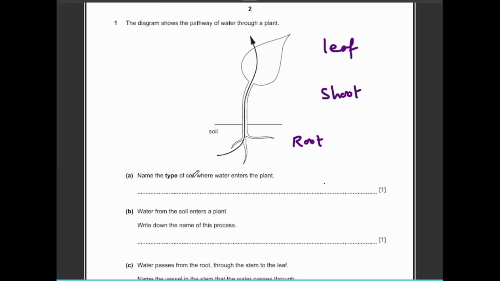Name the type of cell where water enters the plant. They are asking for the cell. They are not asking about the root or the root hair. If you mention root hair, it's invalid. You need to mention root hair cell. This is a very important part. Mentioning only root hair gives you the tissue formation, tissue organization, and it is not a valid answer.